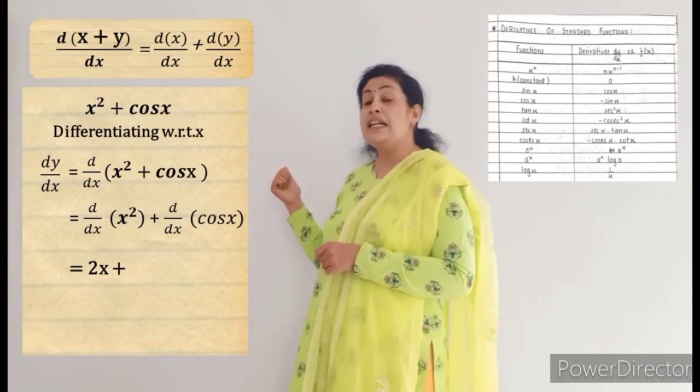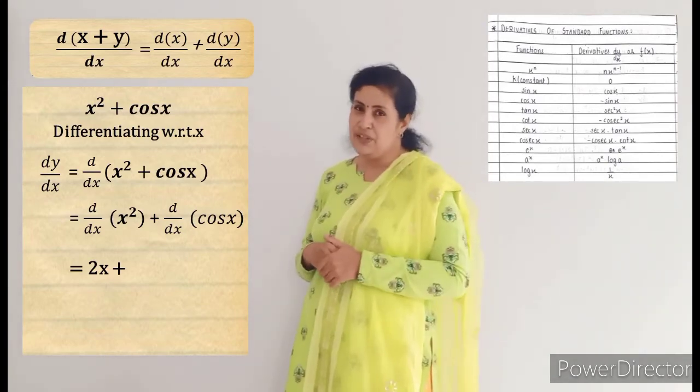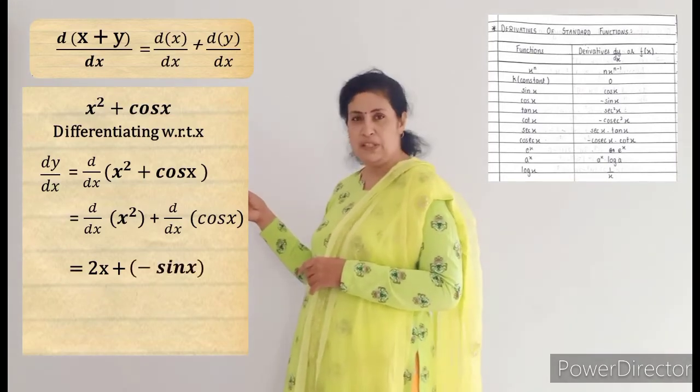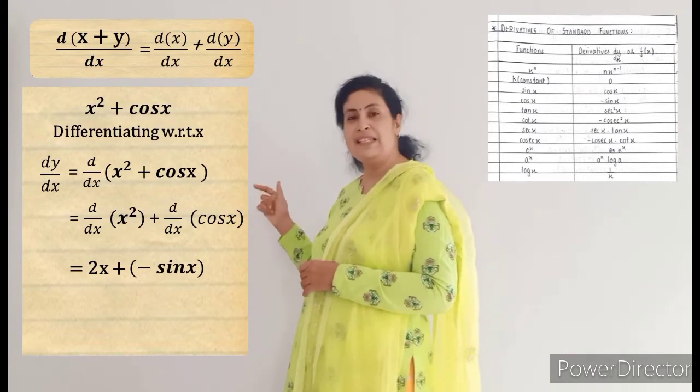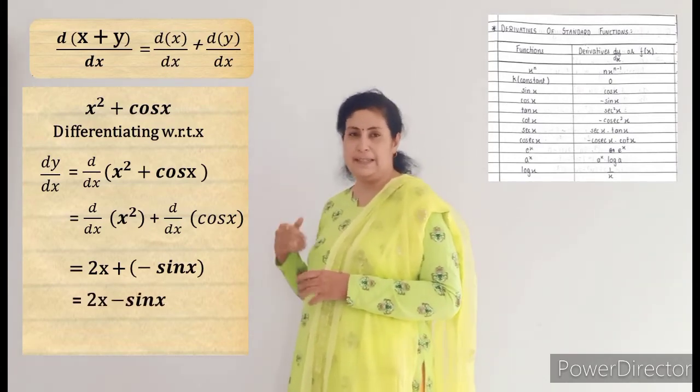Okay? Derivative of x square plus derivative of cos x. What is the derivative of cos x? It is minus sin x. So this plus will change to minus, because plus times minus becomes minus. This will be minus sin x. This is your answer, that is 2x minus sin x.